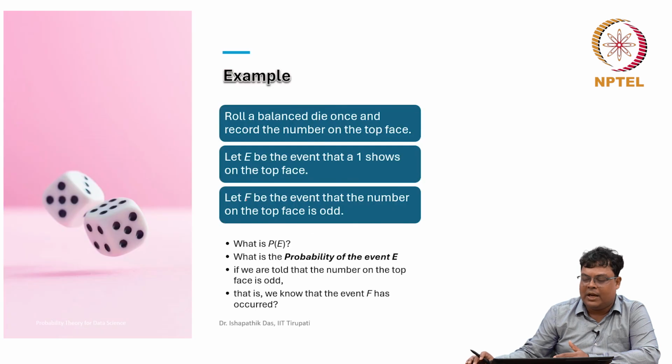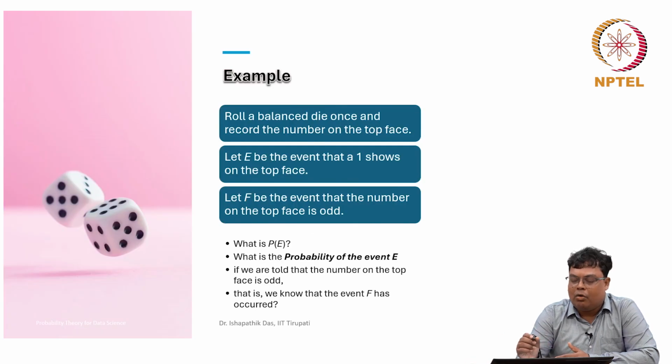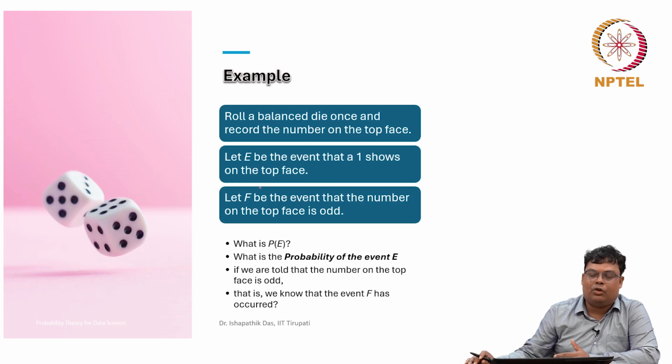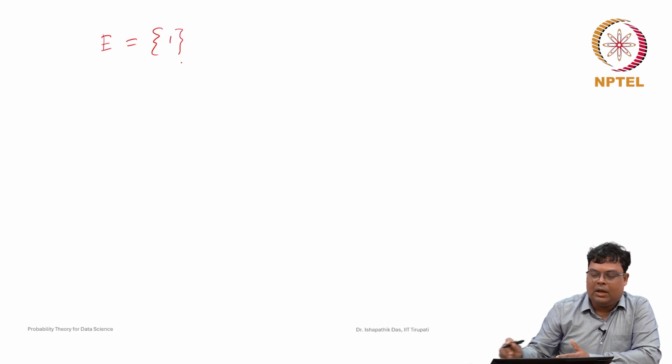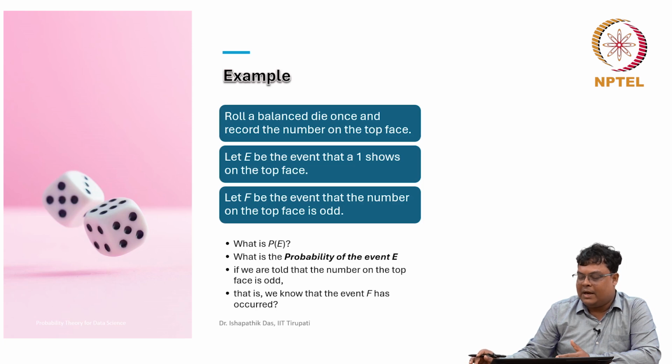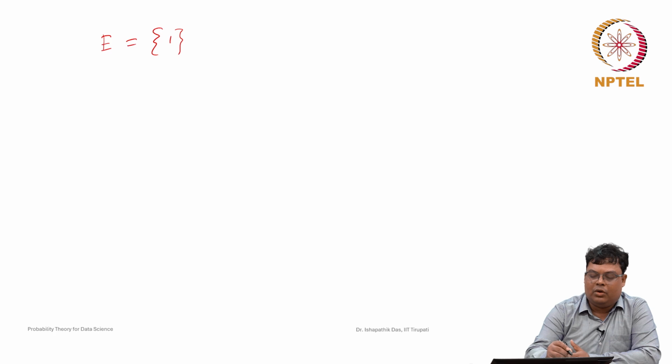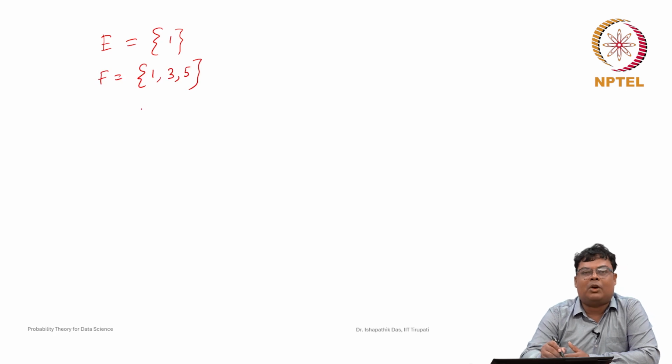So, let us do some numerical examples. Suppose we roll a balanced die once and record the number on the top face. A balanced die means we assume that all the faces are equally likely, so the probability of each observation is 1 by 6. Let E be the event that one shows on the top face, so E is 1. Let F be the event that the number on the top face is odd, so F is 1, 3, 5.